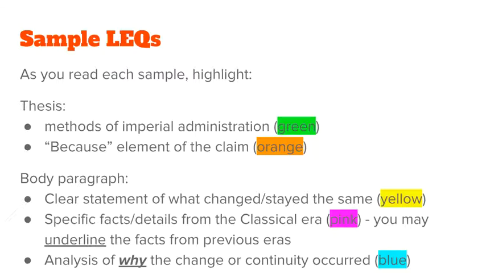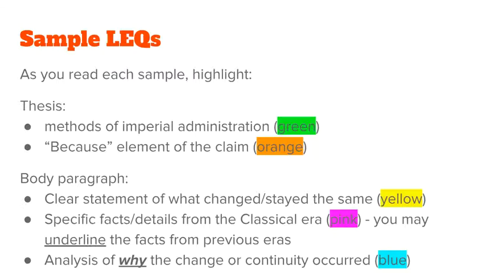These samples that you're going to look at will be a thesis statement and 1 body paragraph because that's all I could fit on the screen in a reasonable font size. So in the body paragraph, you want to find a clear statement of what changed or what stayed the same. And you would highlight that in yellow.